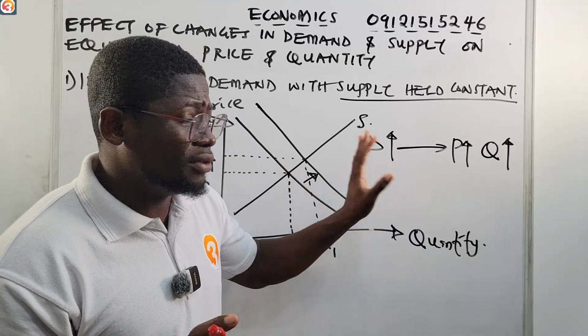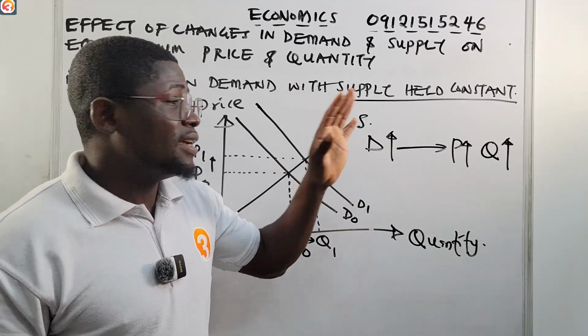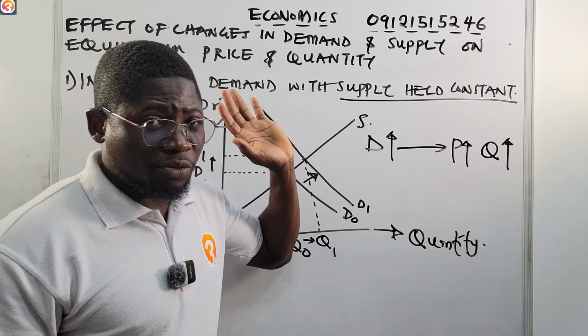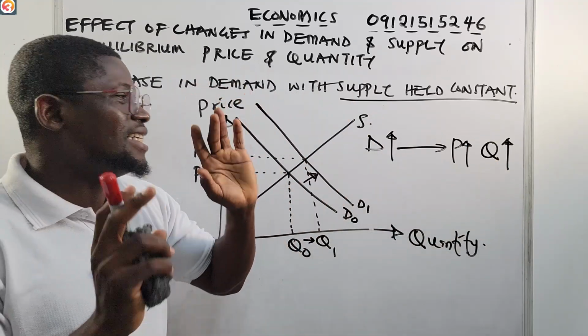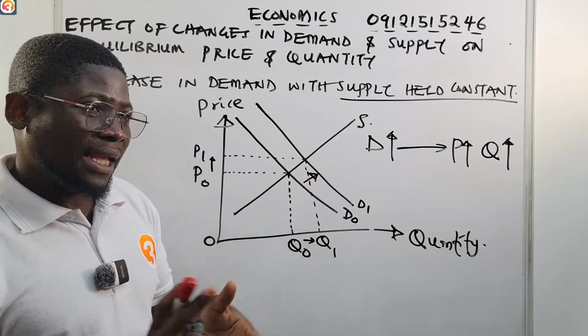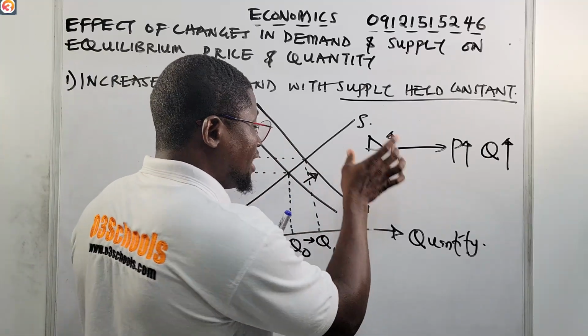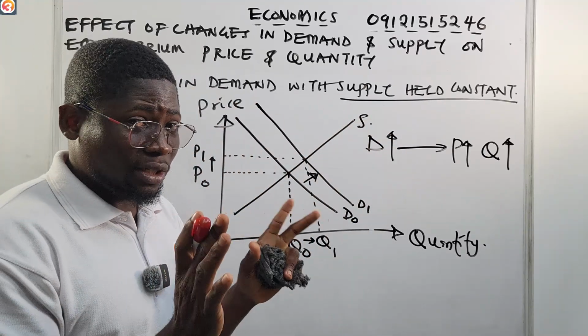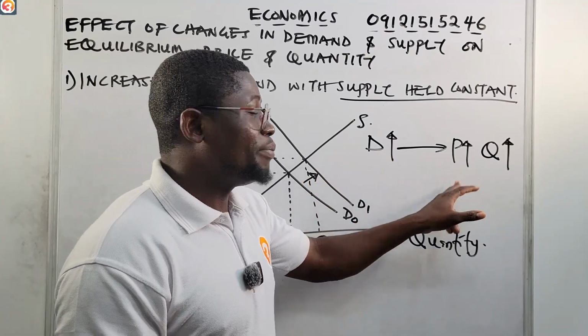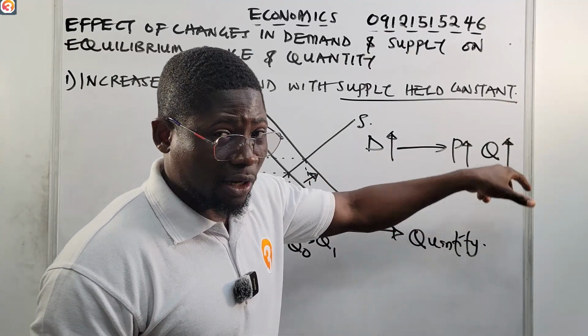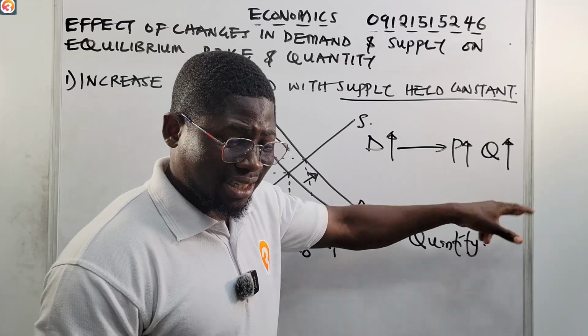Although it's easy to cram for demand, that if demand increases, equilibrium price will rise, then equilibrium quantity will rise. And then also, if demand decreases, equilibrium price will decrease, and equilibrium quantity will also decrease. Take note of those two.